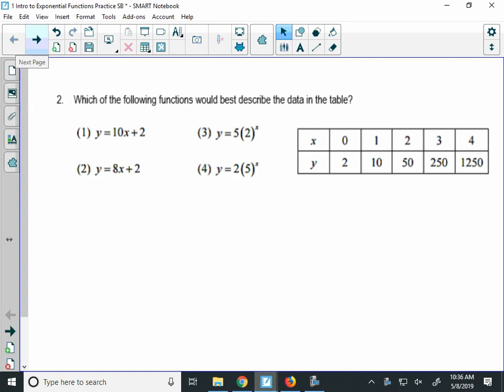All right, here's a quick video over Unit 6, Lesson 1, homework or practice. We'll start with number 2, which is multiple choice. Which of the following functions describes the data in the table?